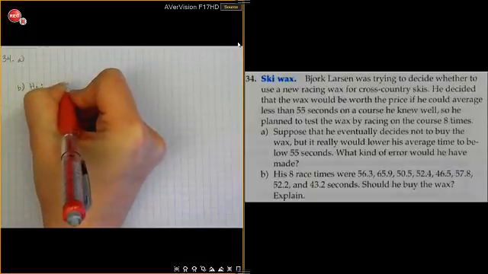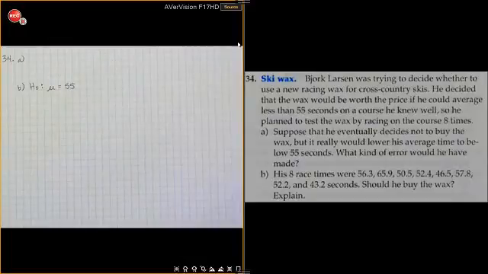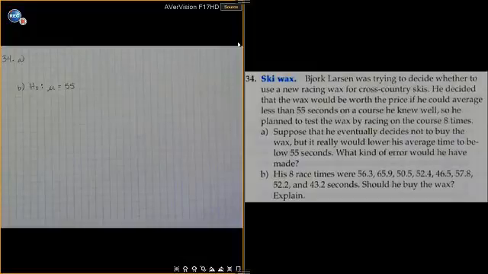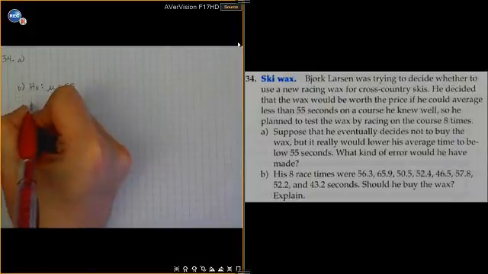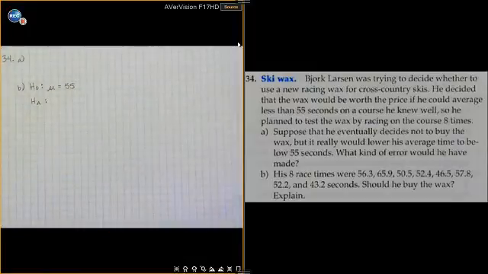Make sure that your null hypothesis is always an equal sign. It's not going to be a less than or greater than. It's always going to be an equal sign. Your alternative hypothesis, since he's looking to see if this made the average less than 55 seconds, the alternative is that mu would be less than 55 seconds.